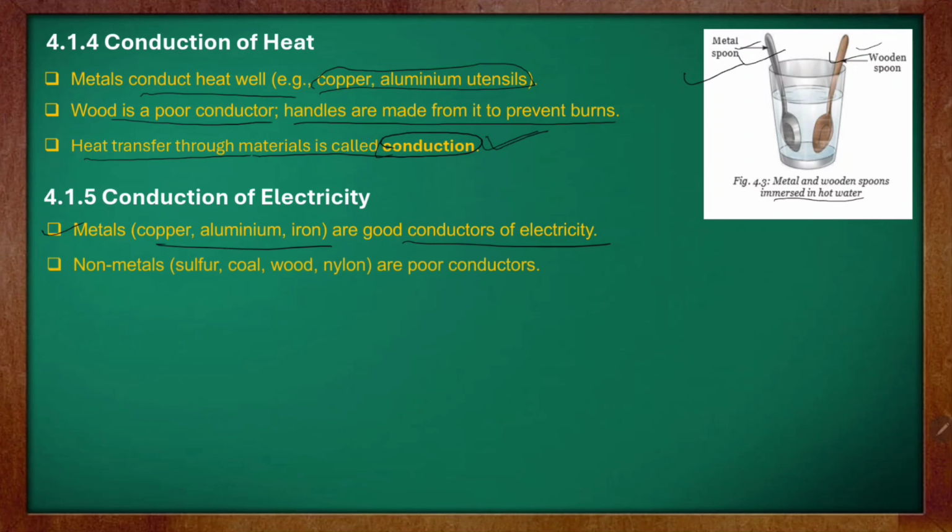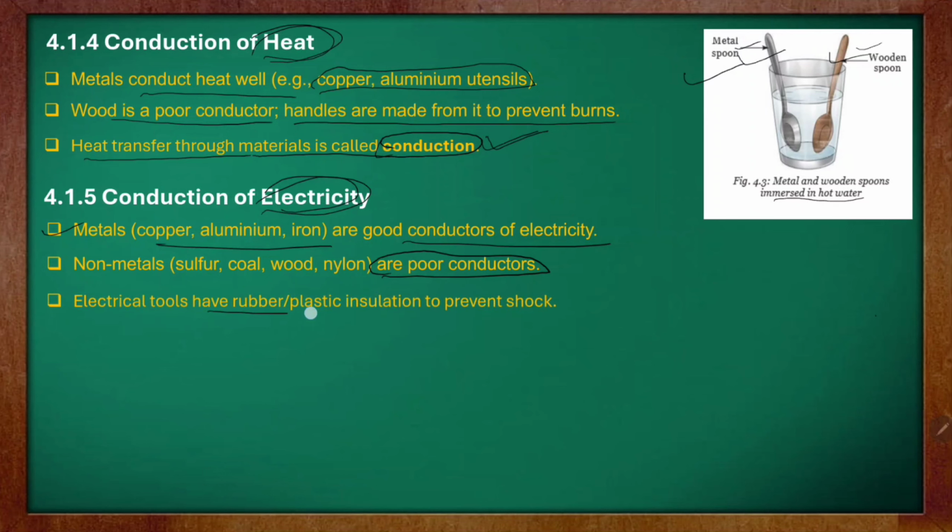Whereas when you place any non-metals like sulfur, coal, wood or nylon, you will not find the bulb glowing. That means they are poor conductors of electricity. So what we have concluded here is that metals are good conductors of heat as well as electricity, and non-metals are poor conductors of heat and electricity. Okay, I hope this is clear.